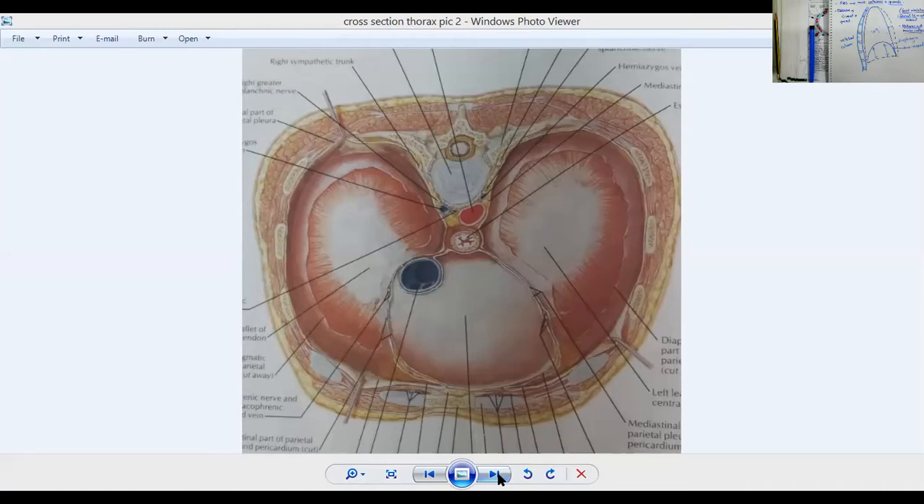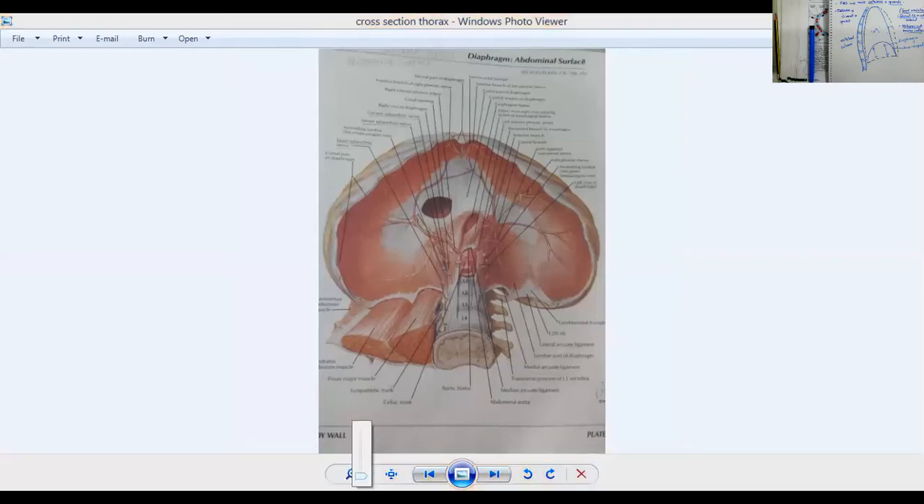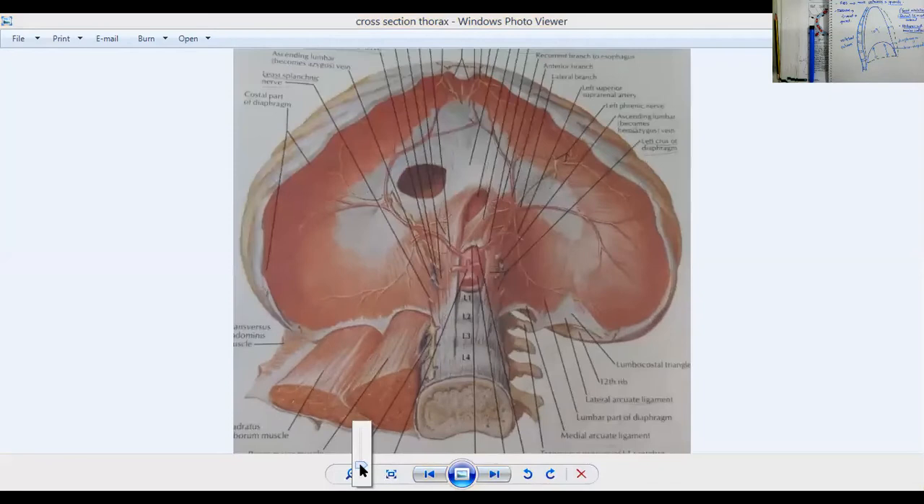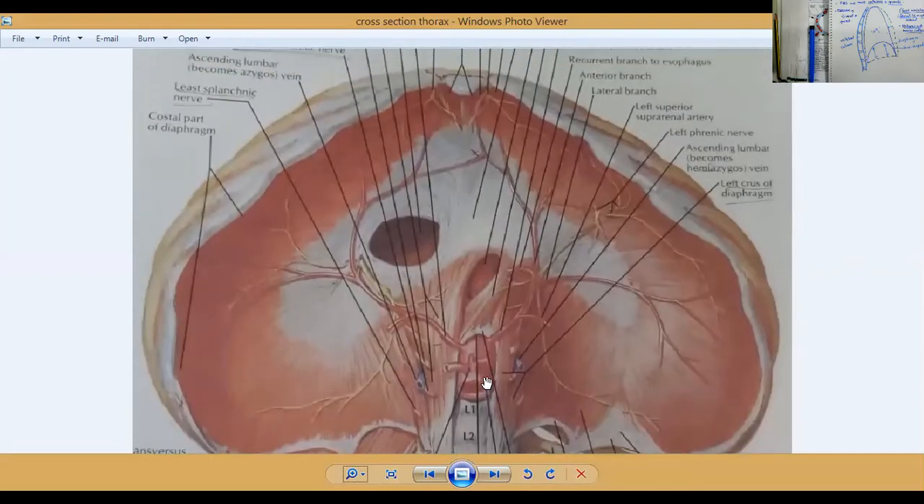Okay. Next. This now is the inferior view. Inferior view meaning that I am showing you the roof of the abdomen, which again is the diaphragm, okay? The diaphragm is the roof of the abdomen. So we are looking at the diaphragm from below. I hope you're understanding me.